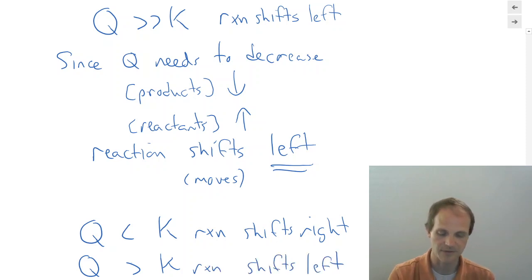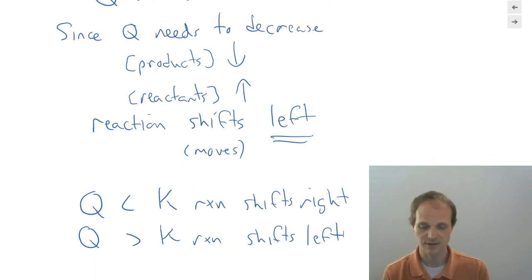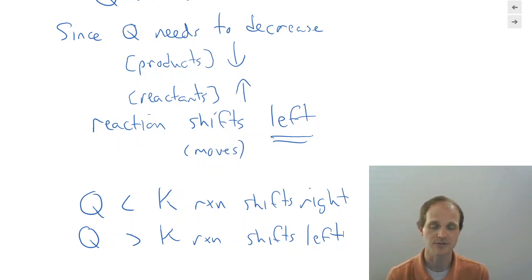And let me actually copy that one over here, just to distinguish something for you, is that it doesn't have to be much, much greater than. It's just if it's greater than. Okay, so even if Q is just a little bit greater than K, the reaction will shift left a little bit. If Q is just a little bit less than K, the reaction will shift right a little bit. But obviously, larger differences mean larger shifts.